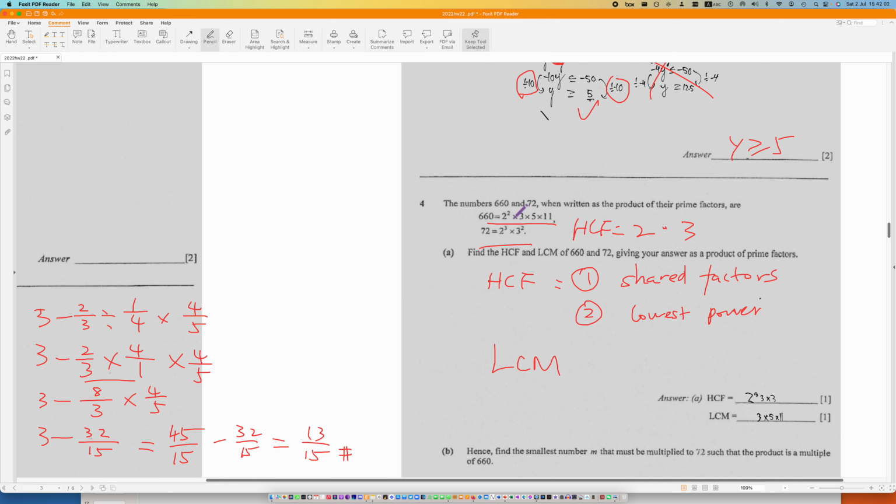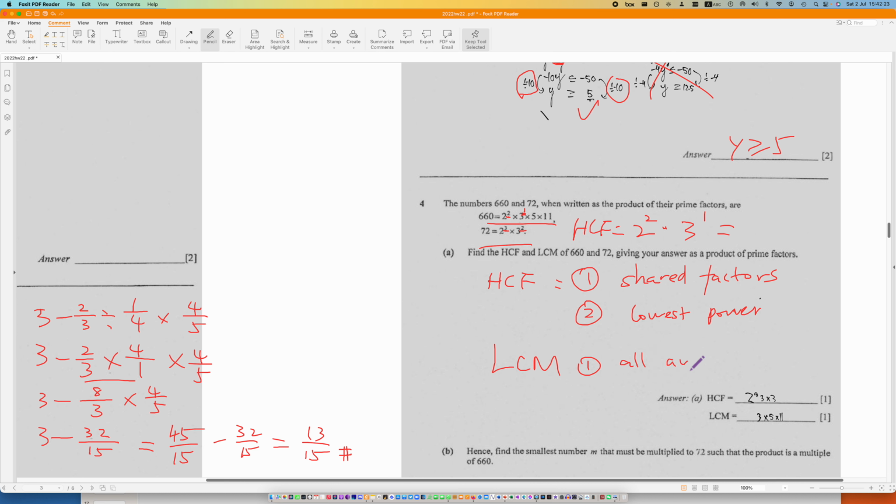Choose the power. The lowest power between 2 and 3? 2. The lowest power between 1 and 2? 1. Good. So that's the one. This is the HCF. LCM.